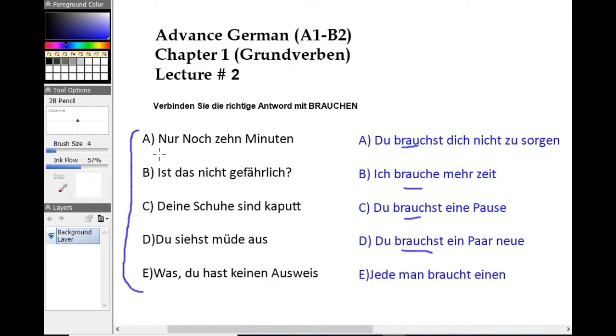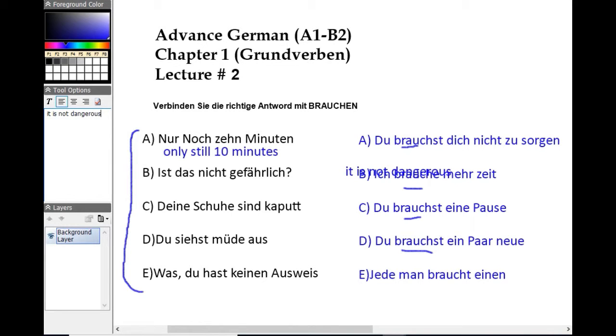So the sentence A is nur noch 10 Minuten. Nur noch 10 Minuten means only 10 minutes more. Nur means only. Noch means still. 10 means 10 and Minuten means minutes. So nur noch 10 Minuten, only 10 minutes more. Similarly, ist das nicht gefährlich? It is not dangerous. Gefährlich means dangerous. So it is not dangerous.